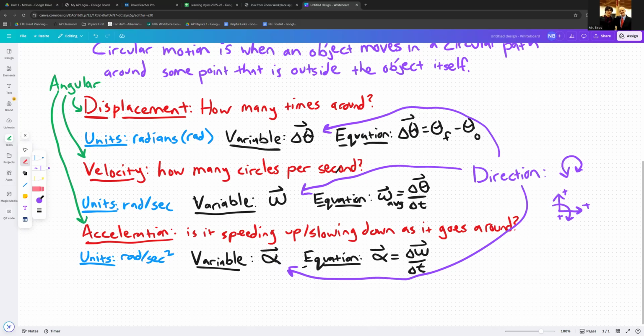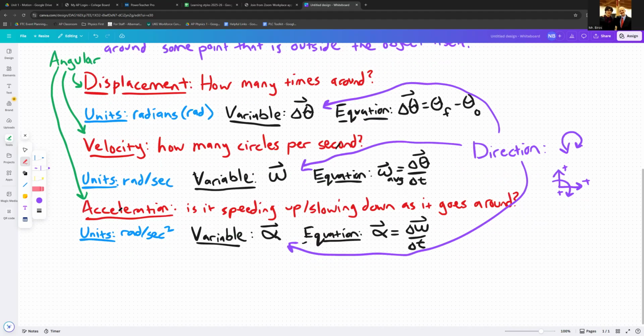If you're going around clockwise with a velocity that's clockwise, but your acceleration were counterclockwise, that would slow it down. If your acceleration and velocity are both clockwise, that would speed up. So same deal with if velocity and acceleration are the same direction, object speeds up. If the velocity and acceleration are opposite directions to each other, then the object will slow down. Okay, but that's your basics of this.